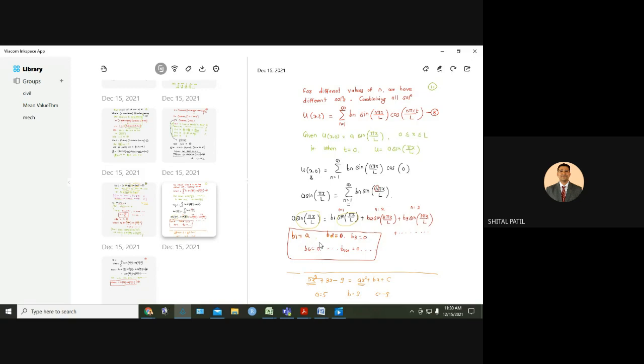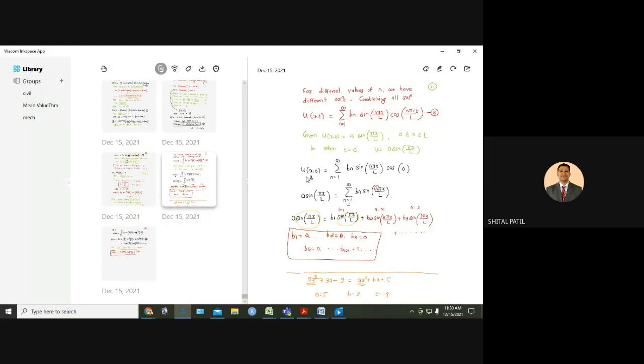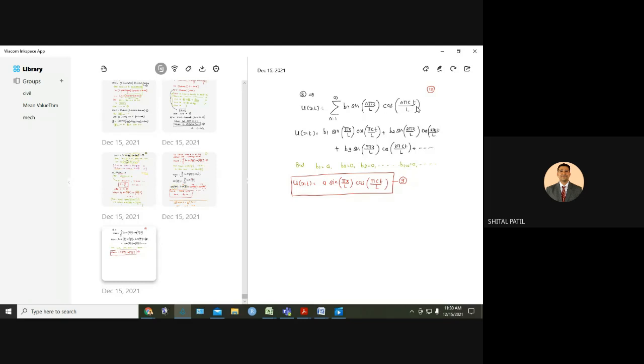And we got b1 equal to a, b2 equal to 0, b3 equal to 0, b100 equal to 0, and so on. And they are substituted in the previous equation, that is equation number 8. Here it is. Then it is expanded. B1 is substituted. B2 equal to 0, so second term 0, third term 0, remaining all the terms are 0. And this is the solution.